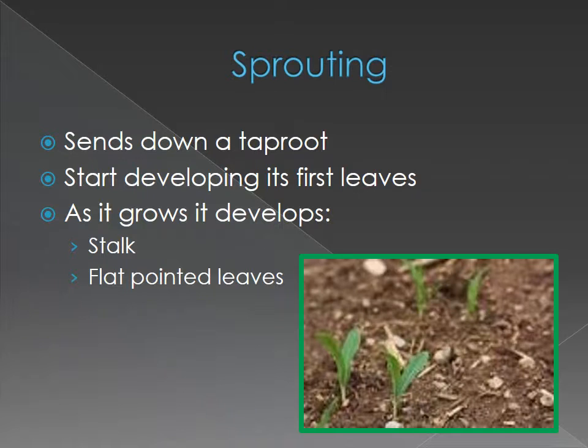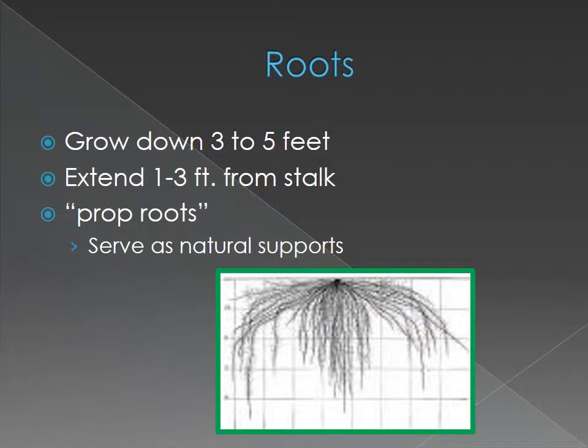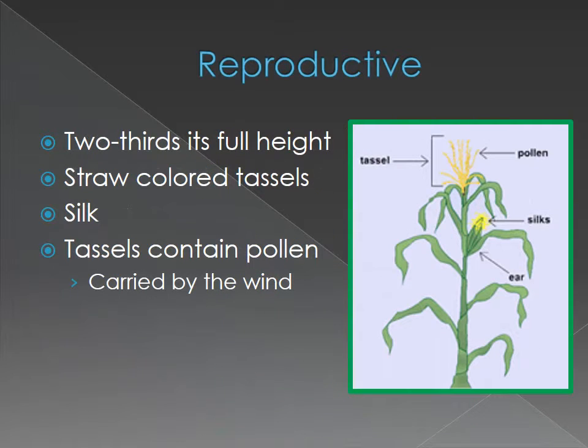After the seed sprouts, it sends down a taproot and starts to develop its first leaves. As it grows, corn develops a thick stalk and many flat, pointed leaves. The stalk can grow as tall as 15 feet, depending on the climate and variety. The roots of each plant grow down 3 to 5 feet and extend about 1 foot or so to each side of the stalk. Some of the roots develop above ground. These are called prop roots, and they serve as natural supports for the tall stalk.